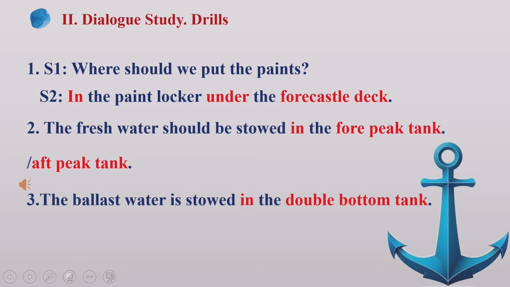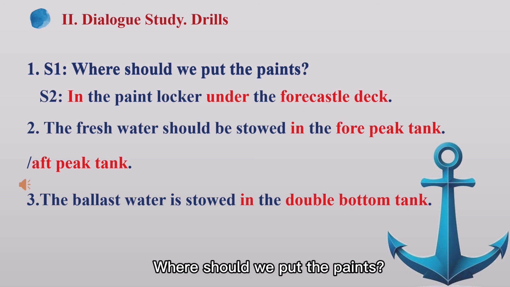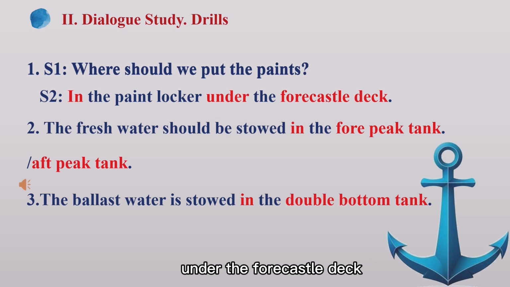Drills. 1. Where should we put the paints? In the paint locker under the forecastle deck. 2. The fresh water should be stowed in the fore peak tank. The fresh water should be stowed in the aft peak tank. 3. The ballast water is stored in the double bottom tank.